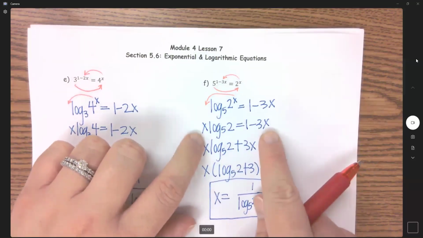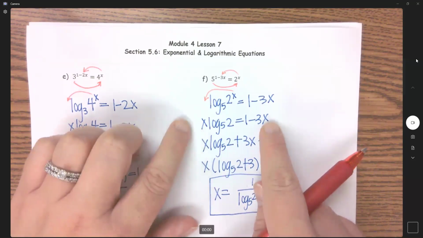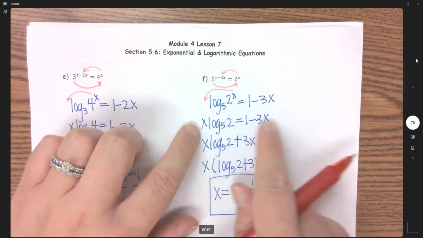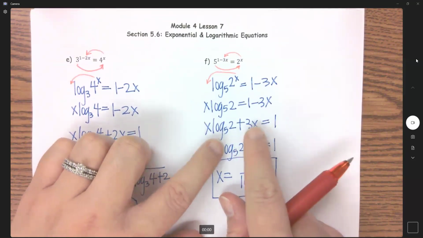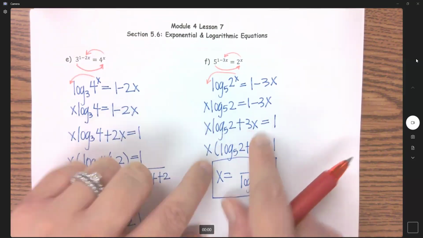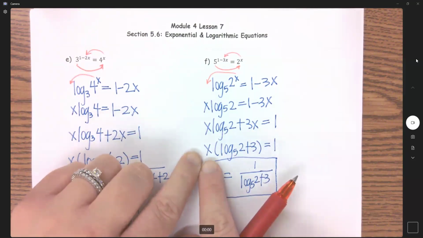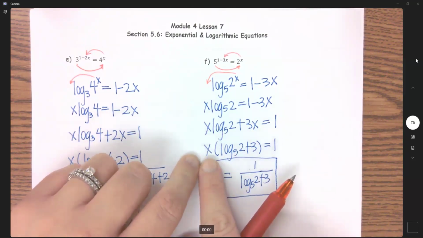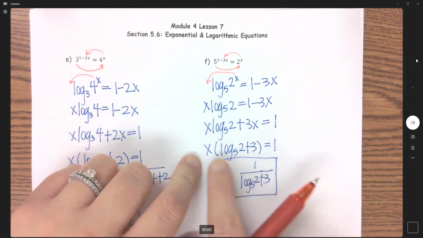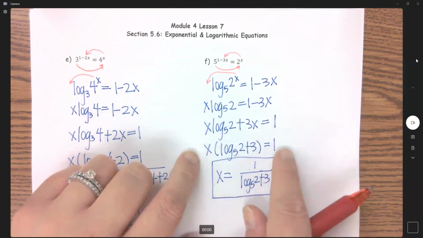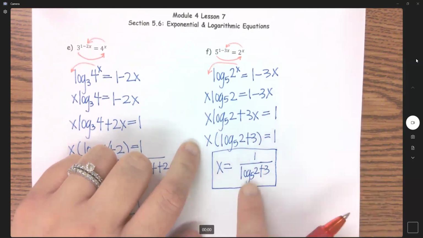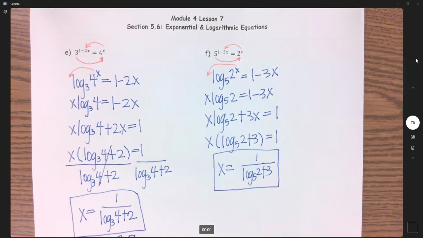Now I have x on both sides of my equation, so I need to get x to the same side. So I'm going to add that over to get a plus 3x. Now both of these terms have an x in it, so pull it out. And we are left with x times log base 5 of 2 plus 3. This is a number, right? So we have x times this number equals 1. So divide it over, and we're left with this right here.